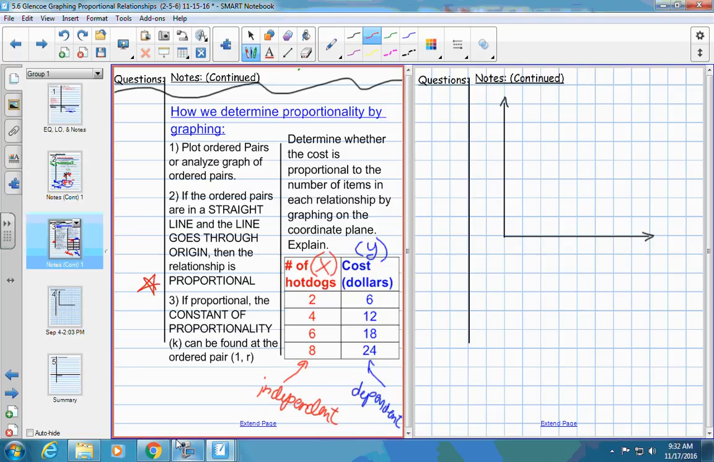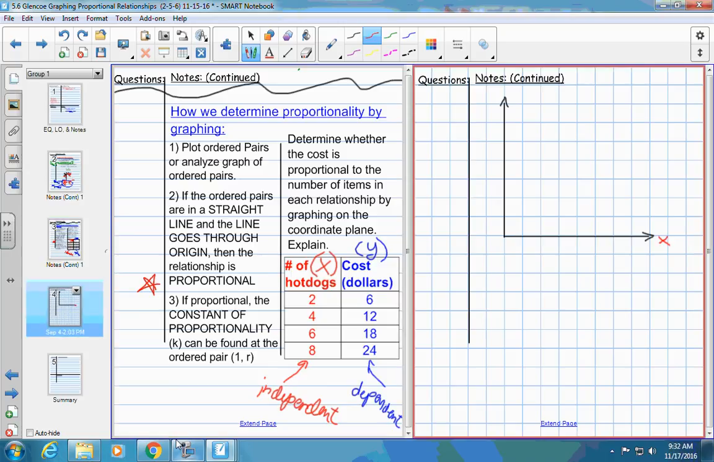Okay, so we need to start drawing our numbers onto our coordinate plane in order to start to plot our ordered pairs. So again, this is going to be our x-axis, which in this problem is number of hot dogs, and it's really important that we label our axes with what the information stands for. And our y-axis is going to represent the cost. It does matter, the cost is going to be in dollars. Okay, so we know which axis is which now. We have the independent on the x-axis and the dependent on the y-axis.